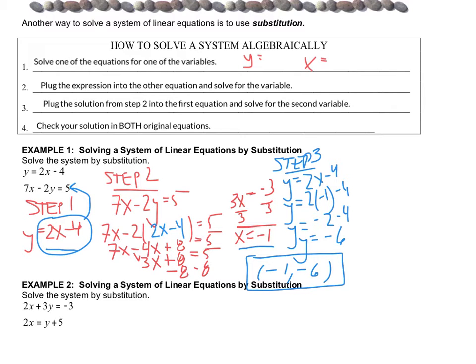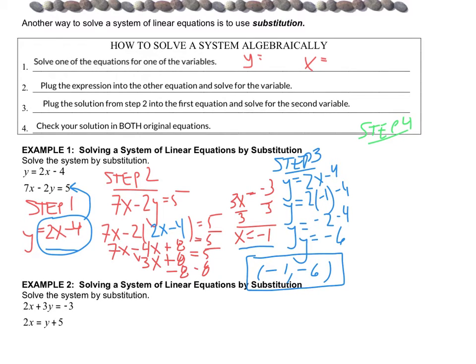Now to verify that this works for both equations, I need to plug these in. And so I would need to plug them into both equations to verify. So let's just do that to verify that this works. So the step 4 says to plug it in.